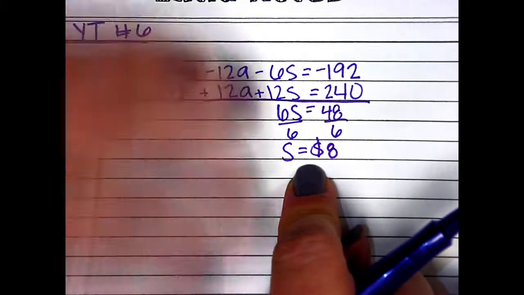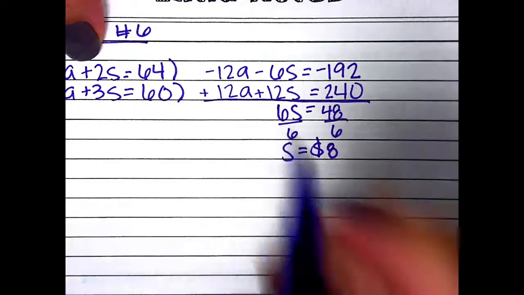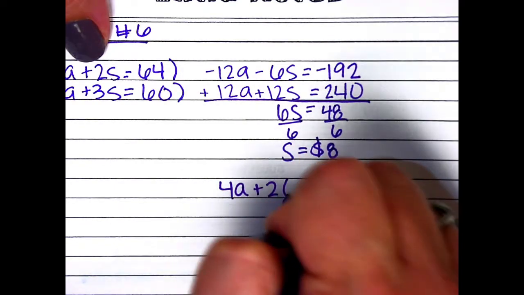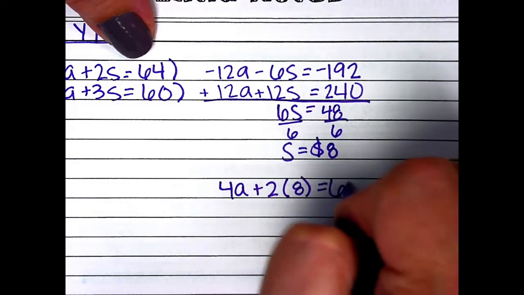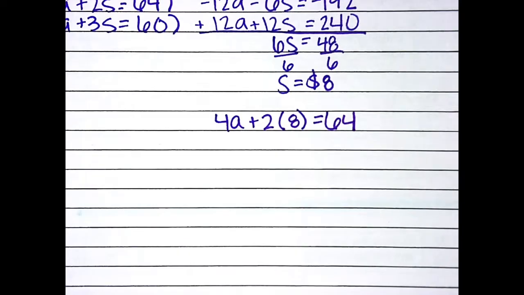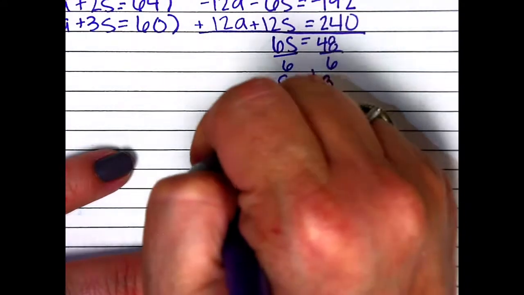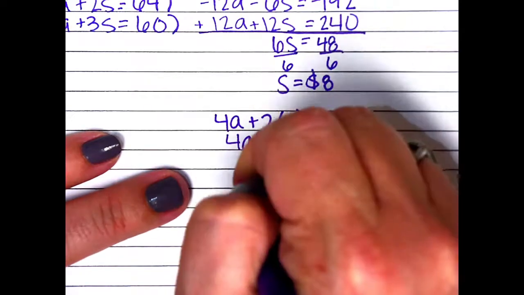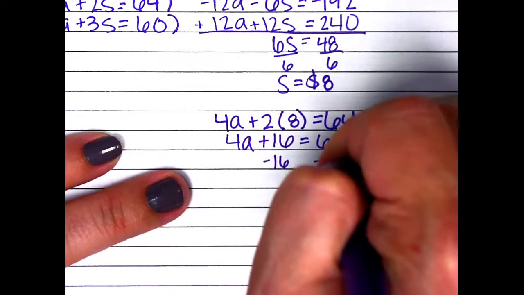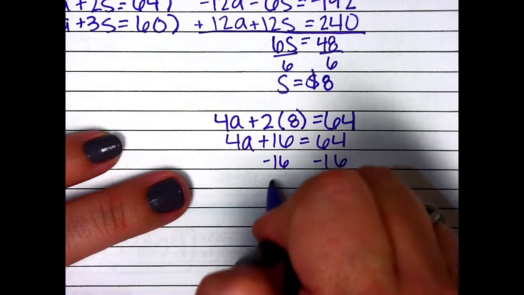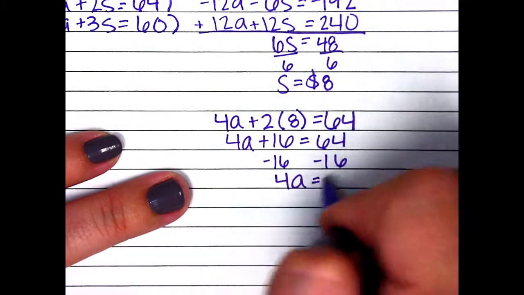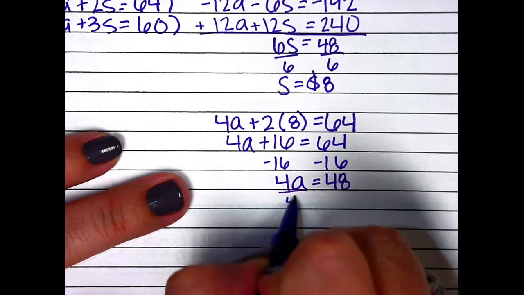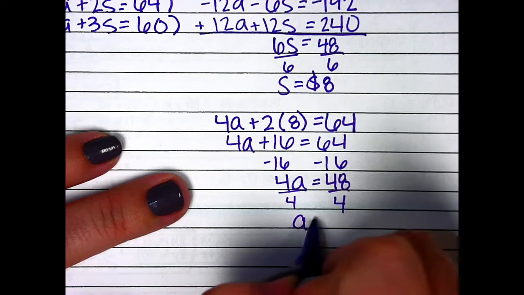I'm going to take the 8 and plug it into the top equation. So I have 4a plus 2 times 8 equals 64. So 4a plus 16 equals 64. Subtract 16 from both sides. So I have 4a equals 48, and divide by 4, and the adult tickets are $12.